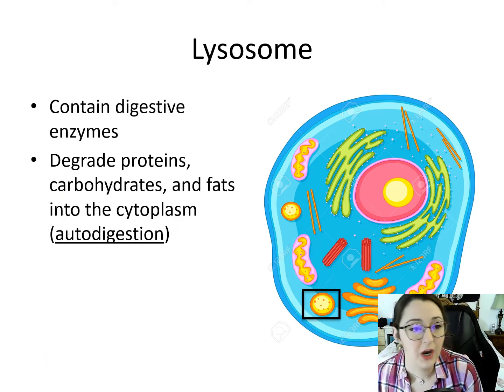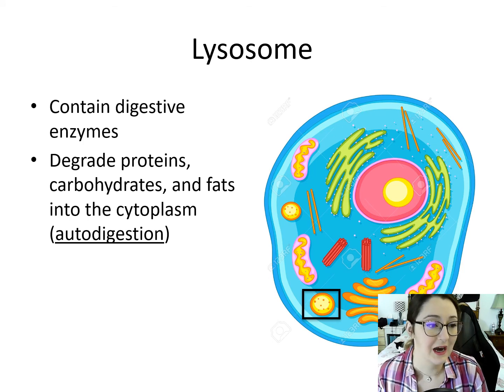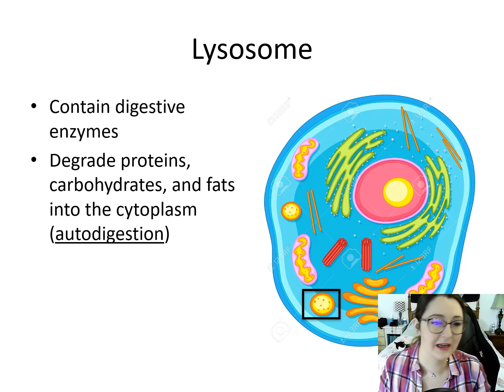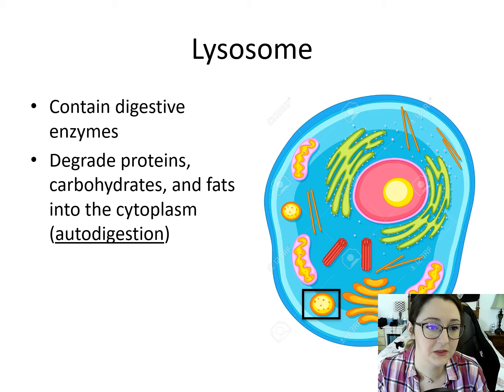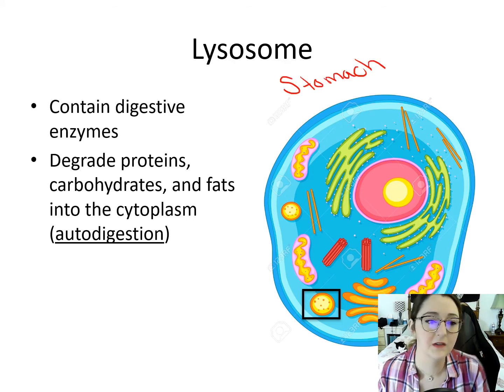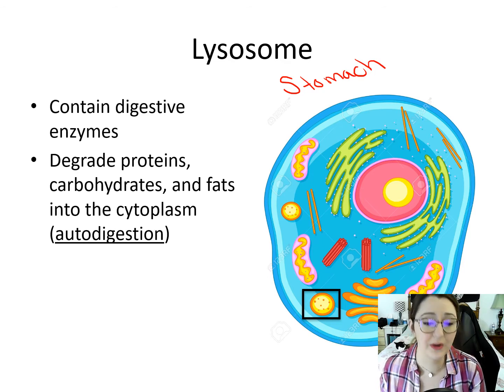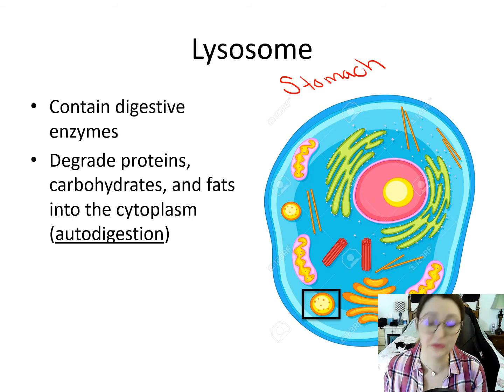Next organelle we're going to talk about is the lysosome. This is going to contain a digestive enzyme. Like I said, those enzymes are going to be kind of like stomach acid. So what I want you to think of the lysosome as is like the stomach of the cell. It is going to degrade proteins, carbohydrates, and fats into the cytoplasm. This is called autodigestion. So again, the lysosome is much like the stomach of the cell. It's going to break things down so that the cell can use them.